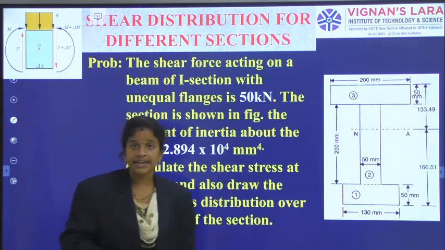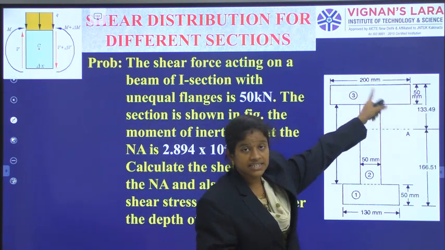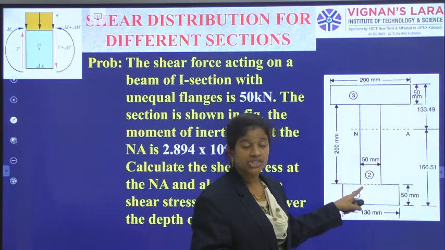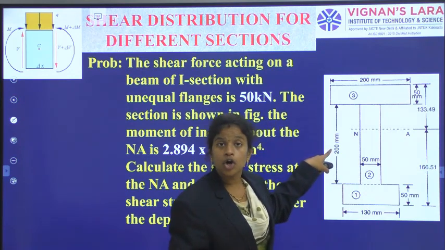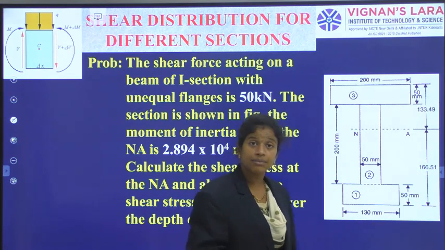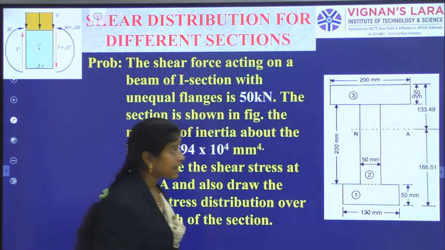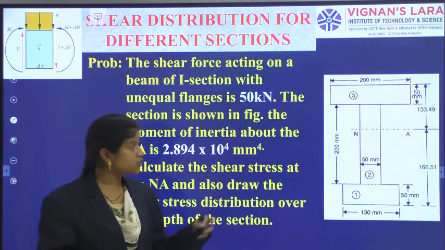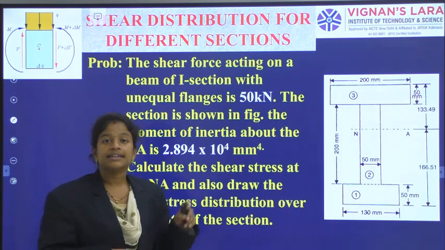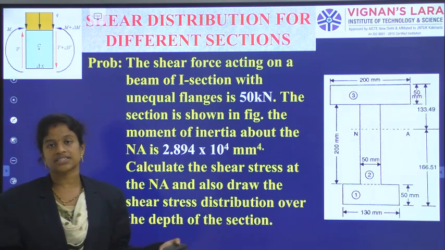Okay, so this is the unequal I section they have given. The top flange has 200 mm width and 50 mm thickness, and we have a web portion with a height of 200 mm, and a bottom flange with a width of 130 mm and a thickness of 50 mm. This is the overall I section they have given, and for this I section we have to calculate the neutral axis. The neutral axis they have not given; we have to locate it. They have only given the moment of inertia of the section about the neutral axis.